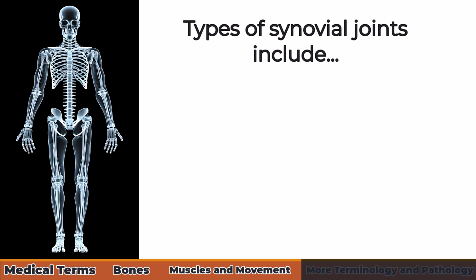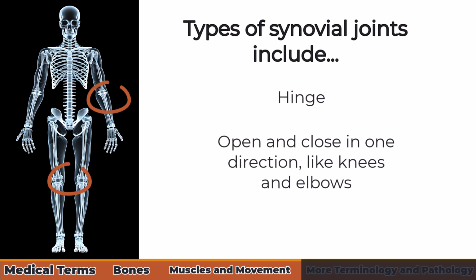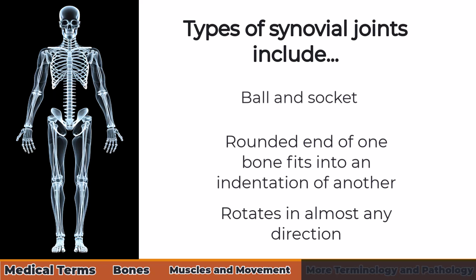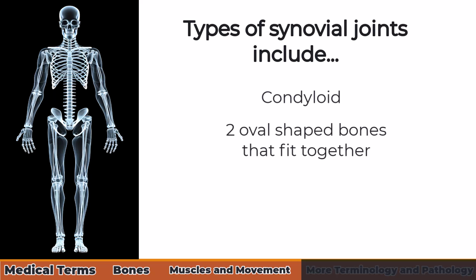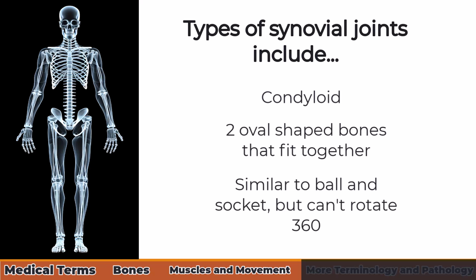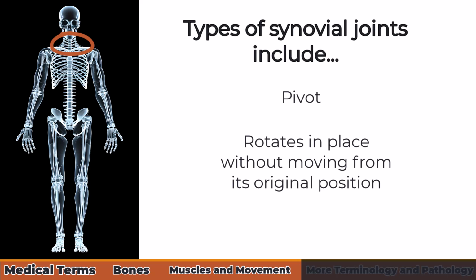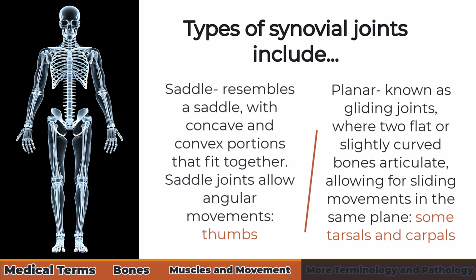Types of synovial joints are hinge joints, joints that open and close in one direction, like knees and elbows. Ball and socket joints, where the rounded end of one bone fits into an indentation in another bone and rotates in almost any direction. Think shoulders and hips. Condyloid joints are made of two oval-shaped bones that fit together. They're similar to ball and socket joints, but they can't rotate 360 degrees. Your wrist is an example. An example of a pivot joint is your neck because it rotates in place without moving from its original position. There are also saddle and planar joints. You can read about both of them here.